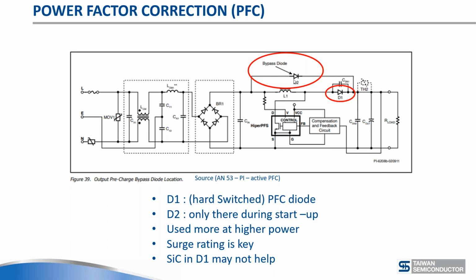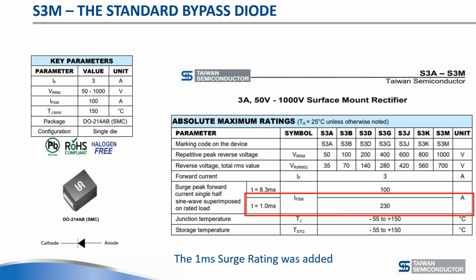Regarding this bypass diode, the most common one used here is the S3 series in SMC. That's the most common diode in bypass applications. And we added to our datasheet the 1 millisecond rating specifically for this application.